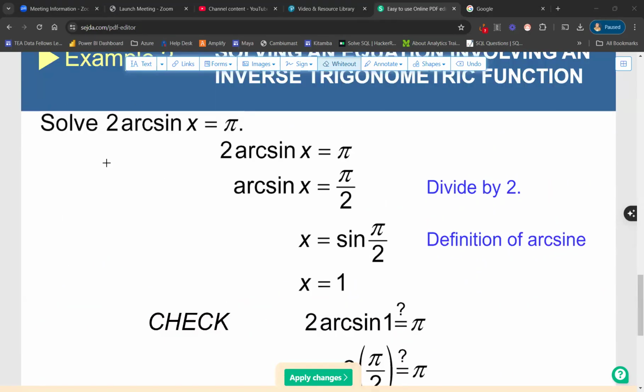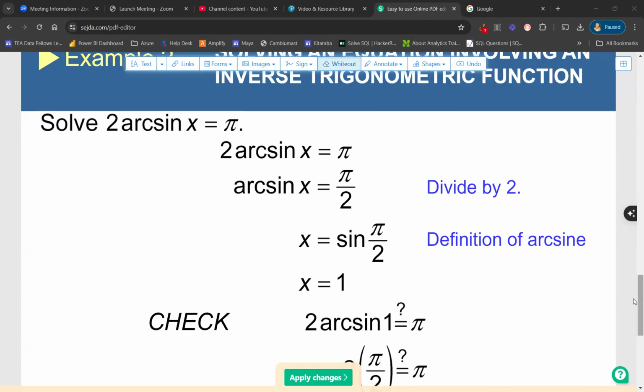Our second example is we want to solve 2 arc sine of x equals pi. For this problem, if we isolate the arc sine of x, we get arc sine of x to be pi over 2. And if we use the relationship between inverse functions and the sine function, we can rewrite this problem as x must be equal to sine of pi over 2. And sine of pi over 2 is equal to 1. So in this problem, x must be 1 using the inverse trigonometric functions.